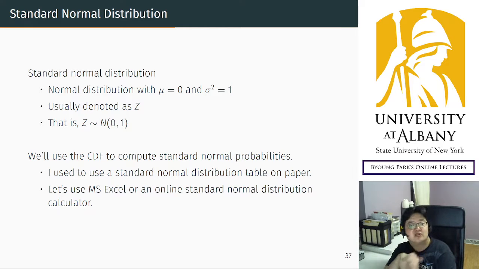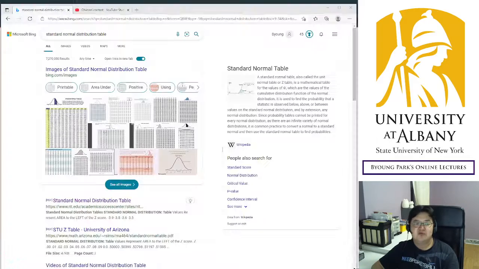Later, I will tell you how to handle them. Also, calculating the area under the bell curve is not easy, so we are going to use the CDF. Then where is the CDF? How do we get the CDF? In the past, when I was a student, the professor distributed a paper with a lot of numbers. That's a distribution table.